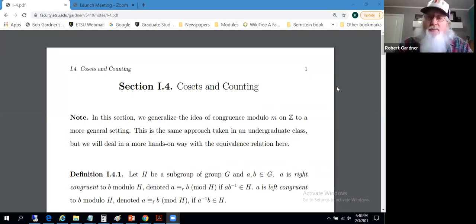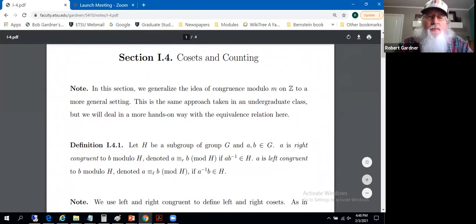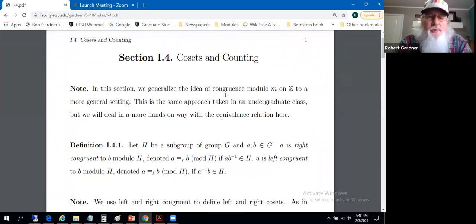All right, let's look at section 1.4, cosets and counting. The abstraction starts to pick up a little bit in this section. What we're going to do, kind of a big picture idea, is generalize the idea of congruence mod n on the integers to a more general setting, to the setting of arbitrary groups.